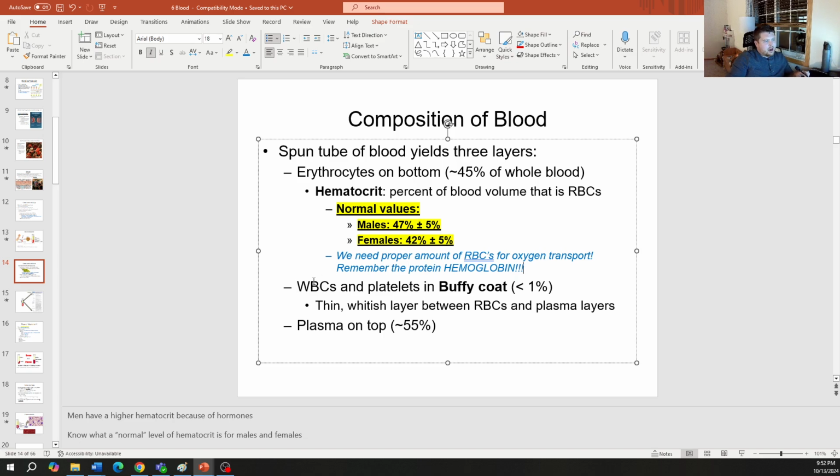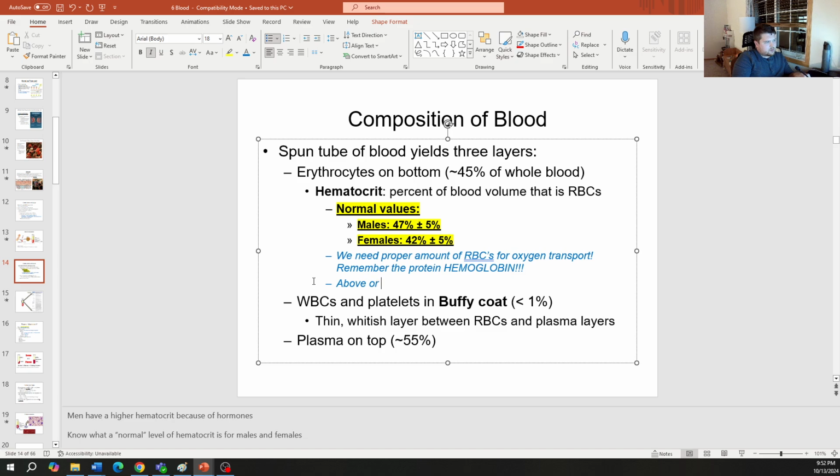Anything above or below is not good. Below, we call that anemia. It means you don't have enough red blood cells, and we'll take a look at what conditions can cause anemia. You'll talk a ton about anemia when you get to pathology courses, as well as your lab diagnostics courses. They talk lots and lots and lots about anemia. So those are normal values for our red blood cells.